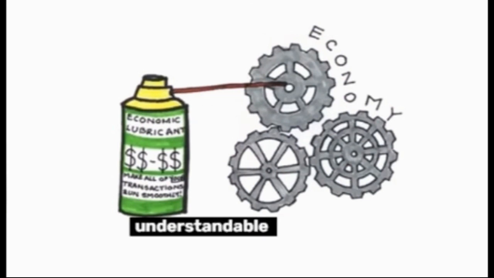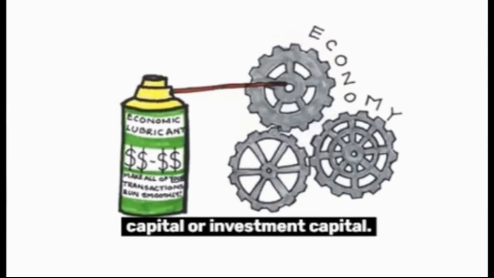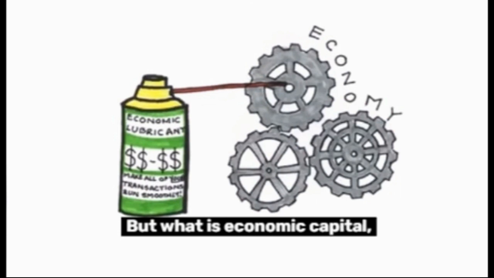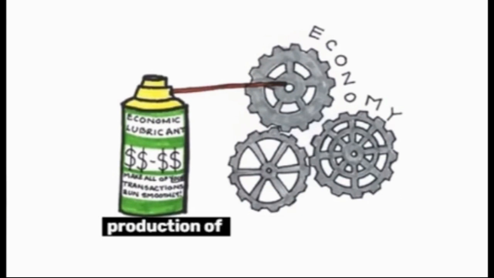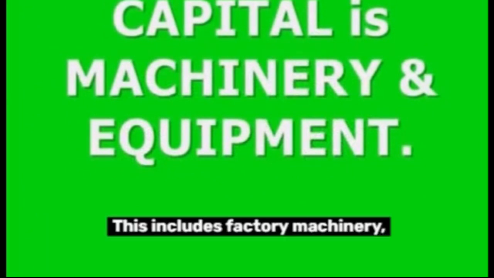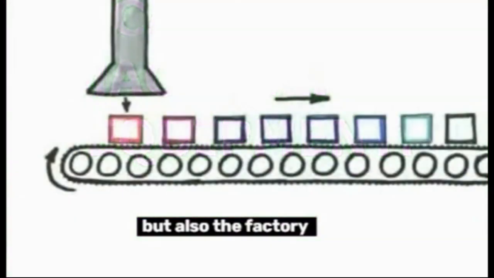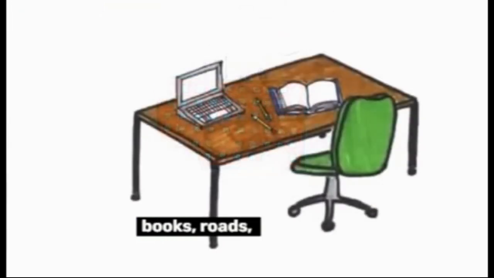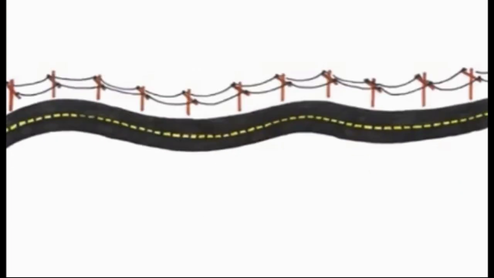There's confusion that's understandable since most media refers to financial capital or investment capital, so it does refer to money. But what is economic capital? By definition, economic capital is anything that's manufactured in order to be used in the production of goods and services. Well, more simply, capital's machinery and equipment. This includes factory machinery, but also the factory itself, and computers, furnishings, books, roads, phone lines, etc.